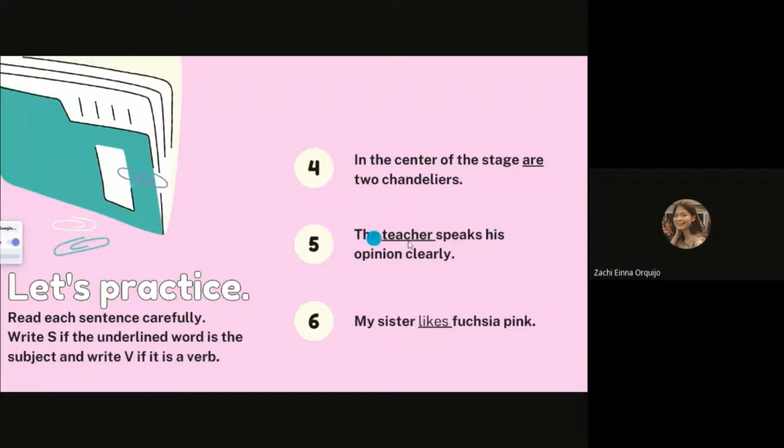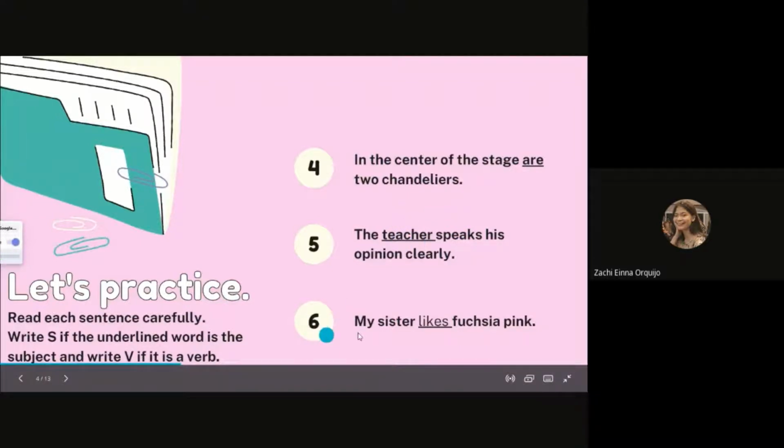So, for the fifth one, the teacher speaks his opinion clearly. So, yung pinag-uusapan dito ay teacher. So, yung teacher ay subject. Okay? While the verb is speaks. Kasi ito yung kilos or ito yung gawa or ito yung action word na kinikilos ng subject.